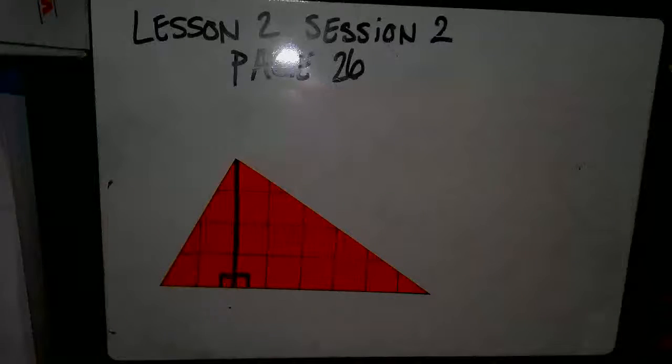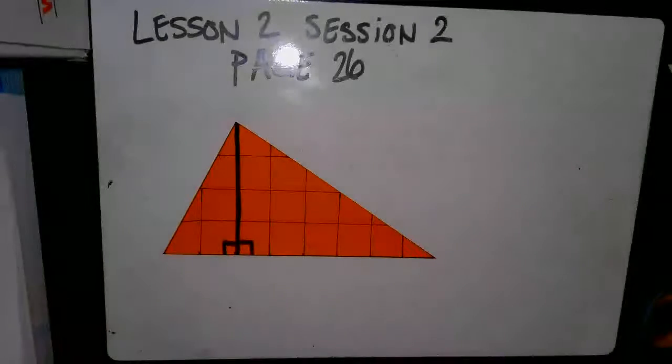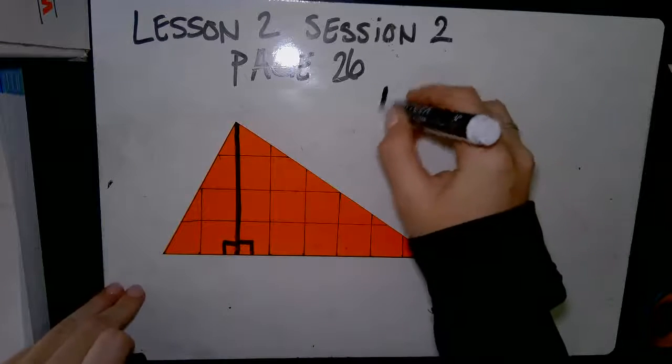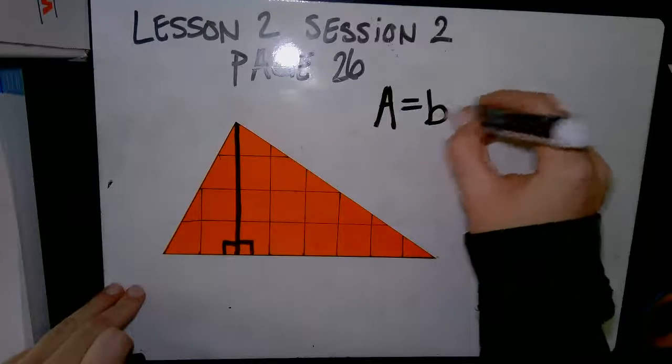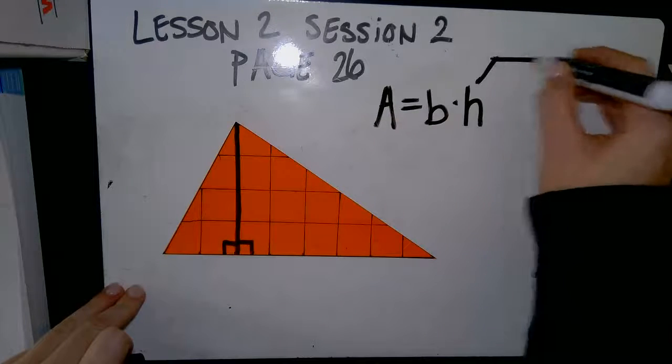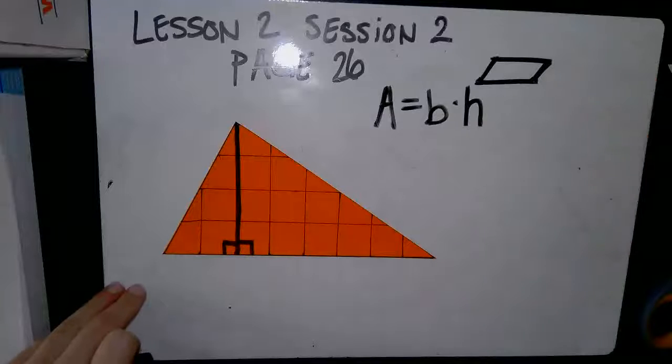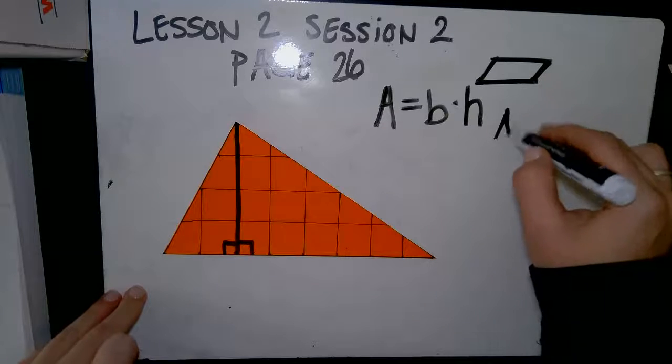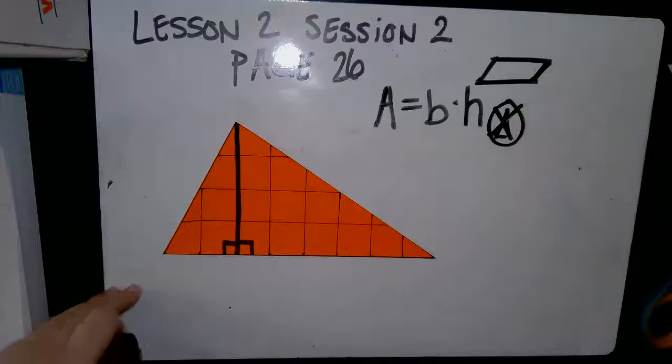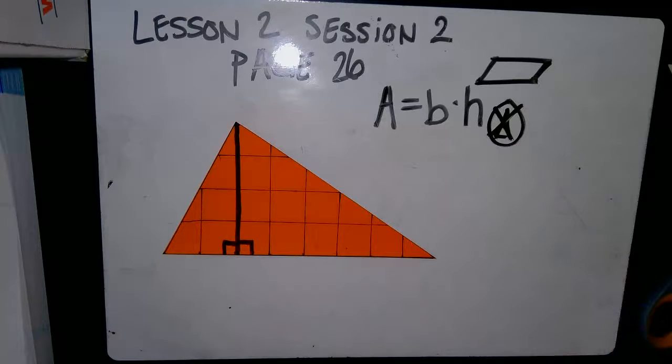Okay, so here's my triangle, Maria's triangle. You've seen this a couple times now. I just want to show you another quick way that we can find the area of this triangle by using our formula for a parallelogram, which is base times height. Remember, base times height does not work for triangles, which is why we need to make a parallelogram.